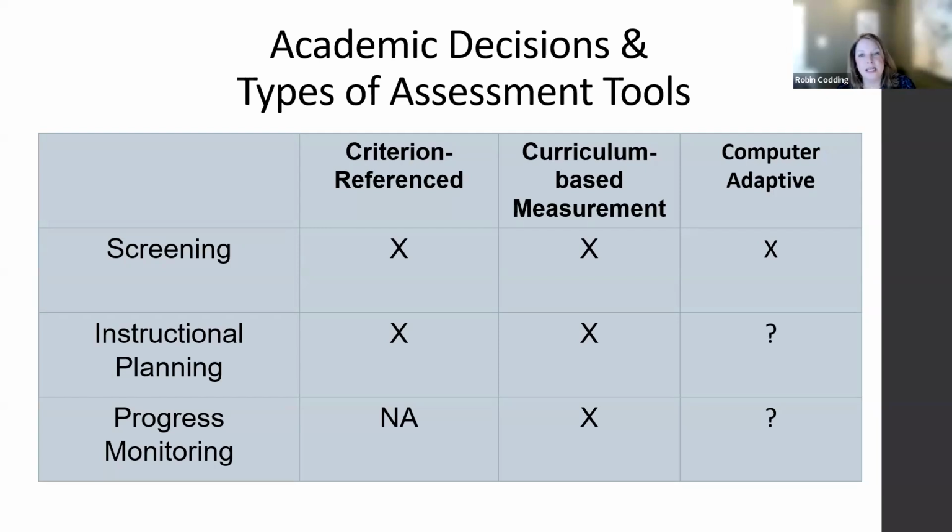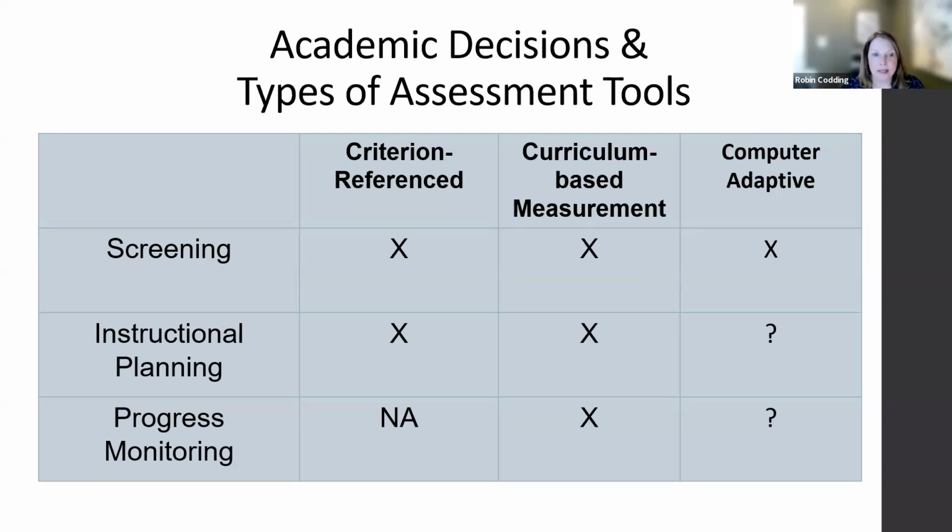So that's why you see here, when we look at screening, you can use criterion reference measures, you can use curriculum-based assessment, and you can use computer adaptive tools, all for screening. Potentially, that's why we're more successful at screening. There's a lot of tools available for that purpose. But again, that's just giving us some broad information about what our school system needs and or what students we should be looking further at. It doesn't really give us that information that we need to actually plan for intervention.